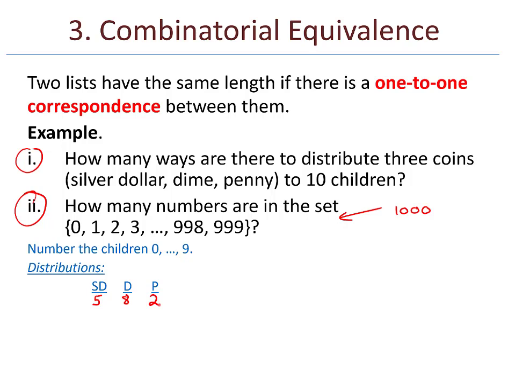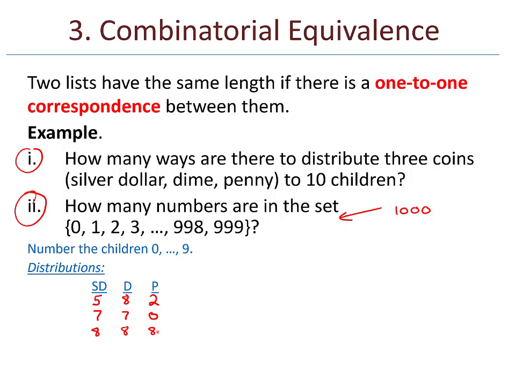There, so there is one distribution of those 3 coins. Here's another one. I don't have to give the 3 coins to the 3 different children. I can give the silver dollar to child 7, and the dime to child 7, and then the penny to 0. Or if I really want to, I can give all 3 coins to the same child. Child 8 gets the silver dollar and the dime and the penny.